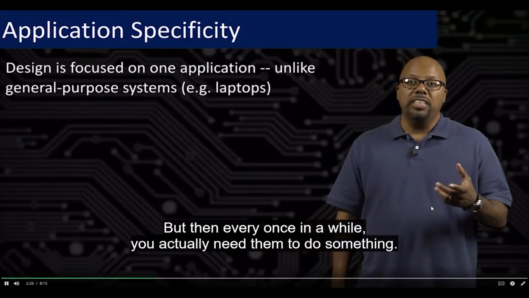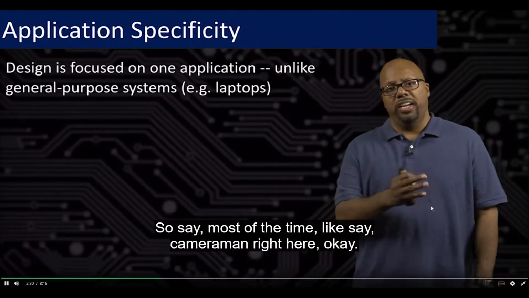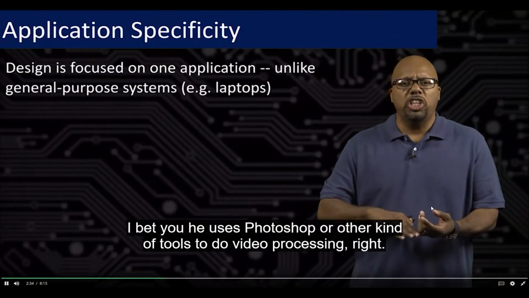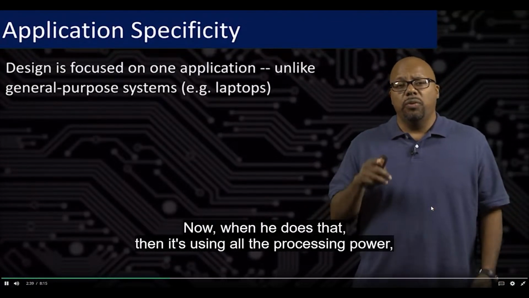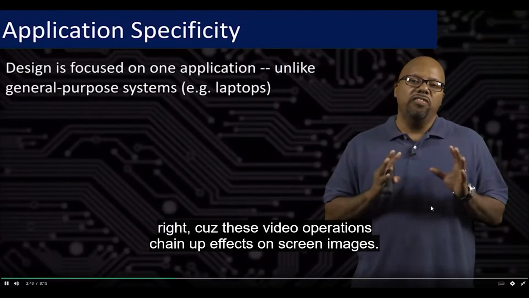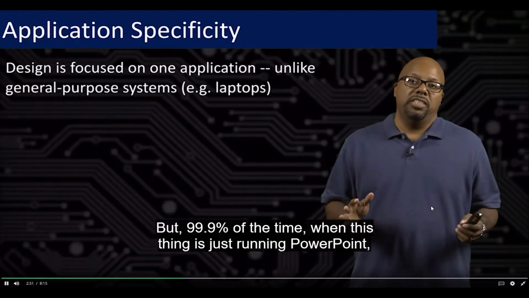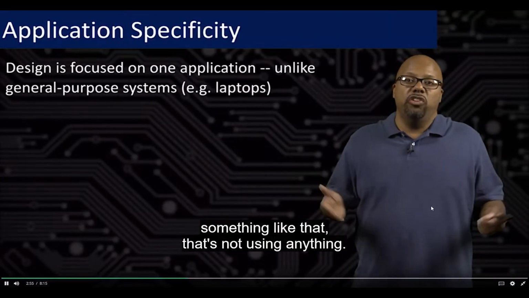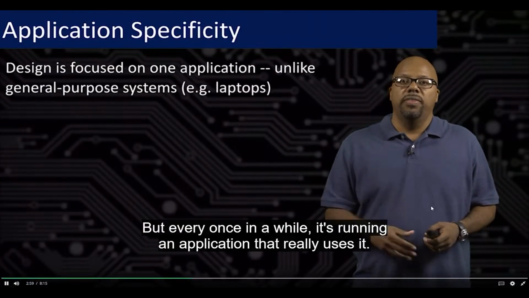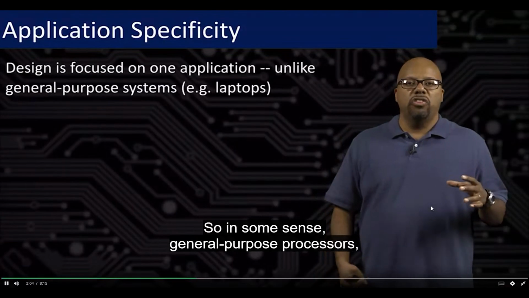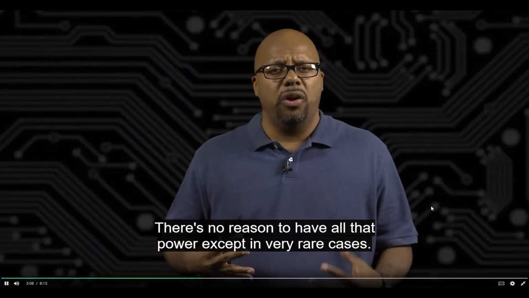But then every once in a while, you actually need them to do something. So say, most of the time, like say Cameron right here, he's got a Mac. I bet you he uses Photoshop or other kinds of tools to do video processing, right? Now when he does that, it's using all the processing power, because these video operations, chains of effects on screen images, require a lot of computational complexity. But 99.9% of the time when this thing is just running PowerPoint, something like that, it's not using anything. But every once in a while, it's running an application that really uses it. So in some sense, general purpose processors, most of the time they are wasted. There's no reason to have all that power, except in very rare cases.